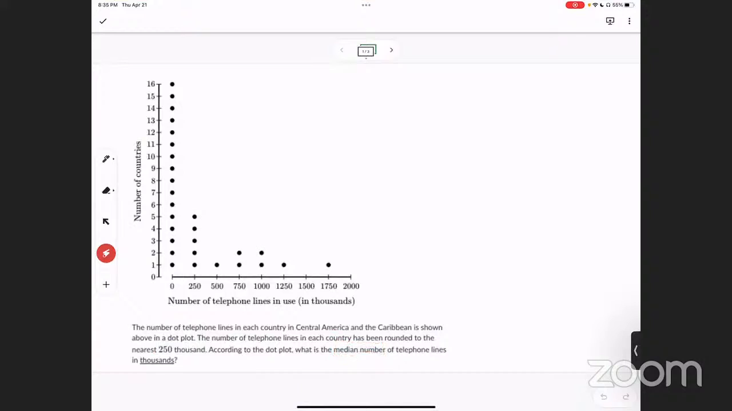The median means the middle. Number of telephone lines in thousands. The median: the number of countries that have less than that number of telephone lines in each country is around the nearest 250,000. Wow. Look at how the median is going to be pretty close to zero, because there are not very many in Central America and the Caribbean. They do not apparently have very many telephone lines there.